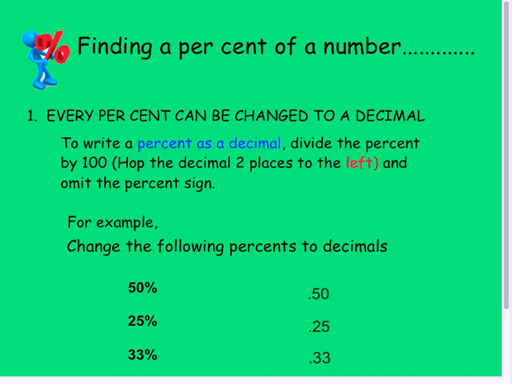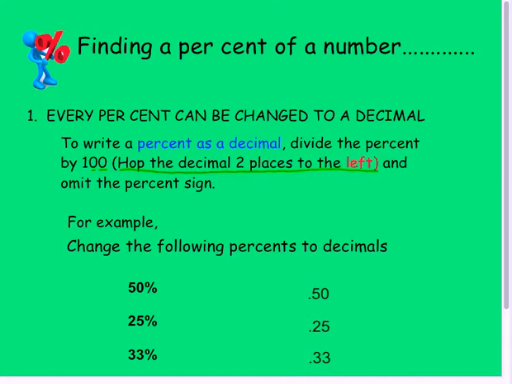You write the percent as a decimal. To write a percent as a decimal, you should divide the percent by 100. We all know anytime you divide by a multiple of ten, we're talking about hopping decimal places. So because it is 100, you would hop the decimal 2 places to the left and omit the percent sign.